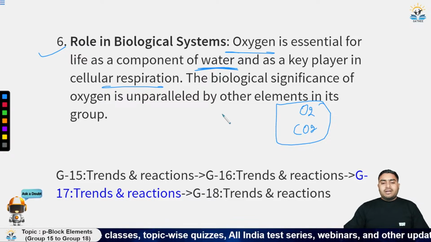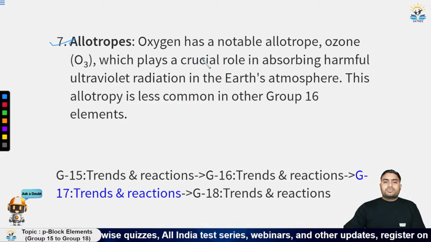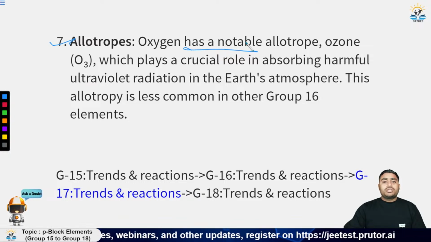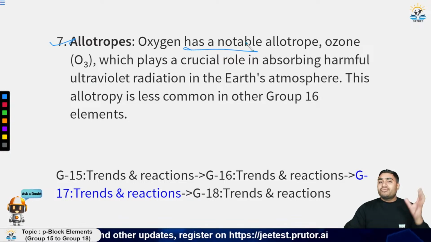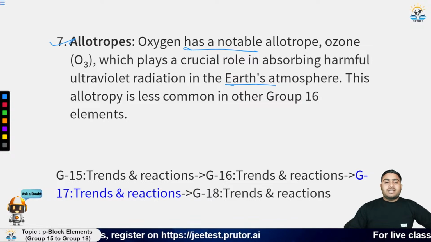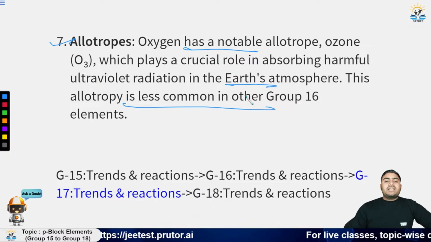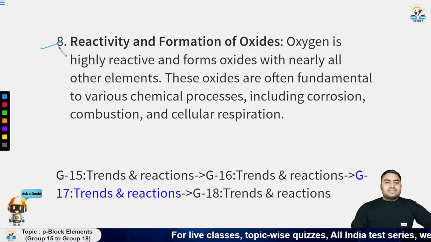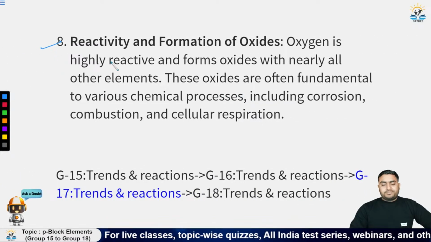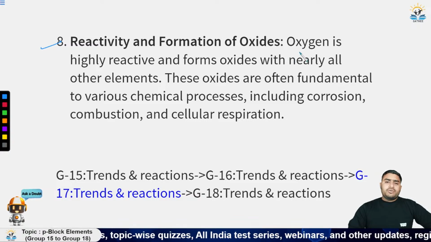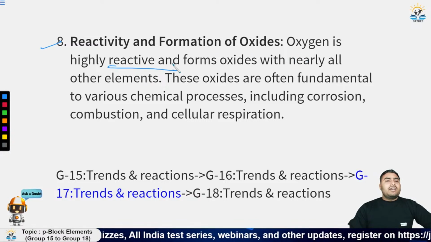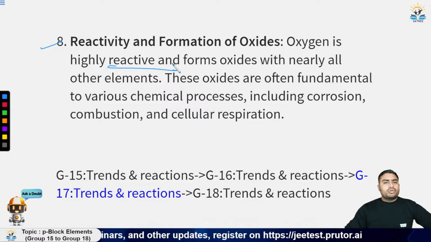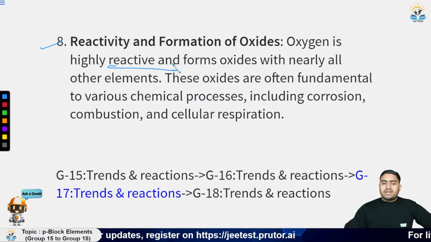The next point is very simple, allotropes. Oxygen has a notable allotrope, which is ozone, which plays a very important role in absorbing harmful ultraviolet radiations in the earth's atmosphere. This allotrope is less common in other atoms of group 16 elements. Next is reactivity and formation of oxides. Oxygen is highly reactive and forms oxides clearly. Sodium can react with oxygen to form sodium oxide, potassium oxide, silver oxide, etc.